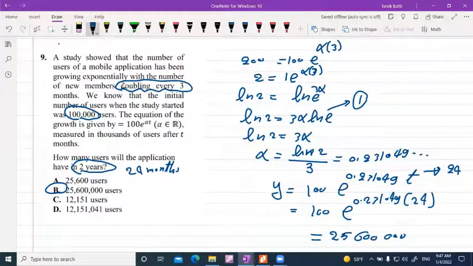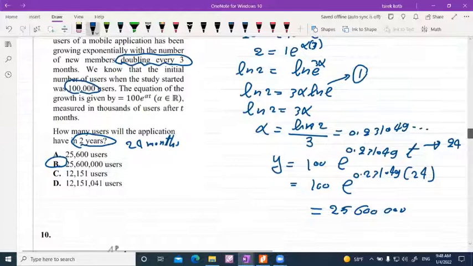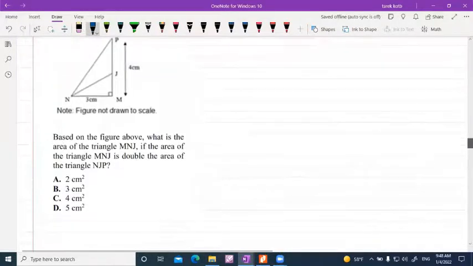So this is the type of the exponential function where you use the ln when you say doubling. When you see the word doubling, you have to do this operation twice. Once to get the alpha, and then to get the real number.